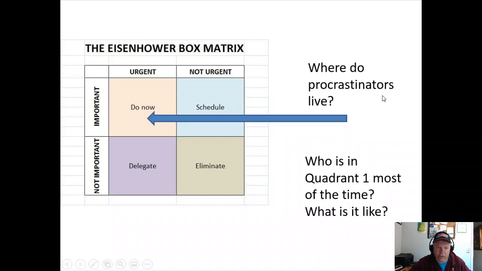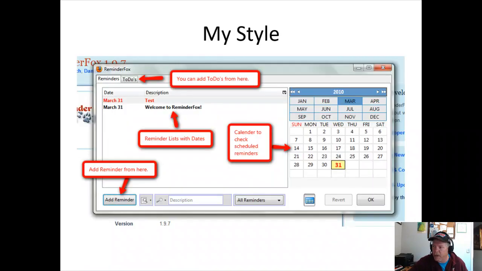Okay? And where do procrastinators live? We just said that. It's important, but I got to get it done now. And if you live there, your life is chaos. That you're putting out those fires, right? You're not scheduling your priorities. You're just figuring out what's the next thing that's going to bite me in the butt and get it done. That's no way to live.